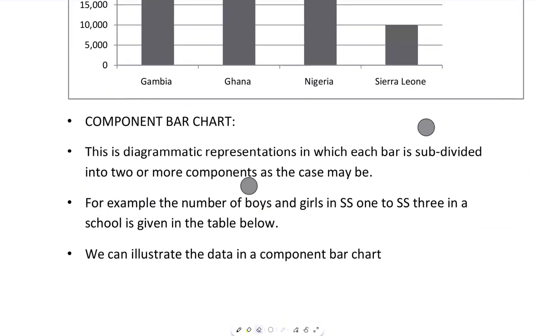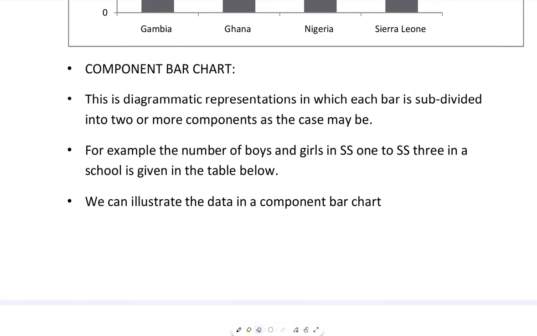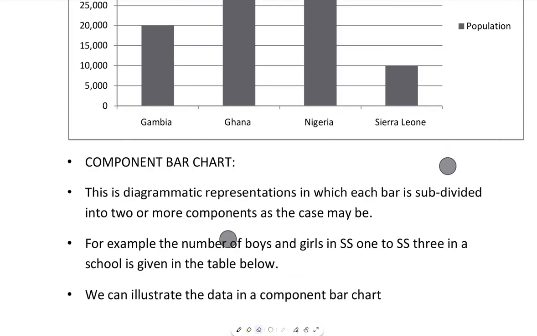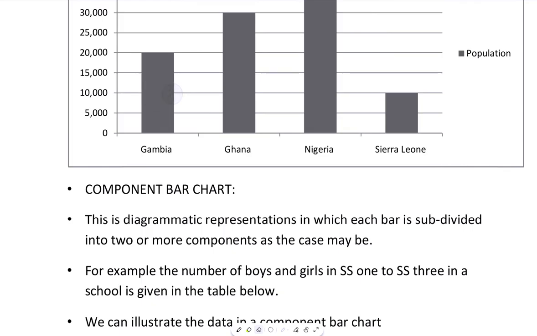All right. So now we're talking about the component bar chart. The component bar chart is a diagrammatical representation in which each bar is subdivided. If you look at this, you can see that there is no division. We did not divide this bar. That is why it is called a simple bar chart. There are no divisions in this particular bar chart.